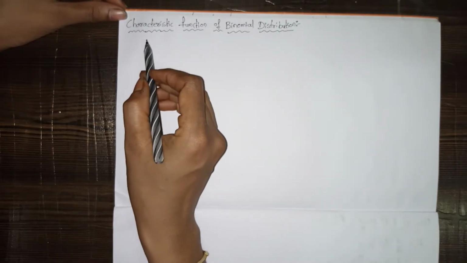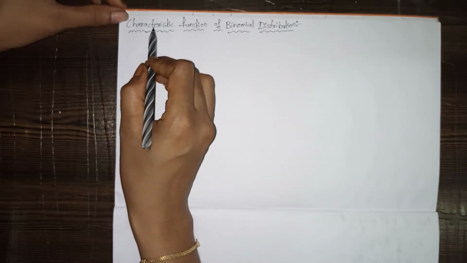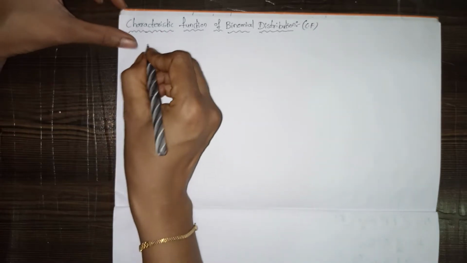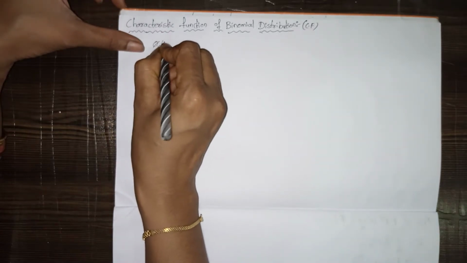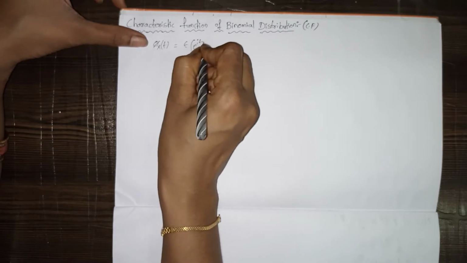So today I am going to tell about the characteristic function of binomial distribution. Okay, so the characteristic function is also denoted with CF. Its symbol is phi x of t. So phi x of t equals the expectation of e power itx.